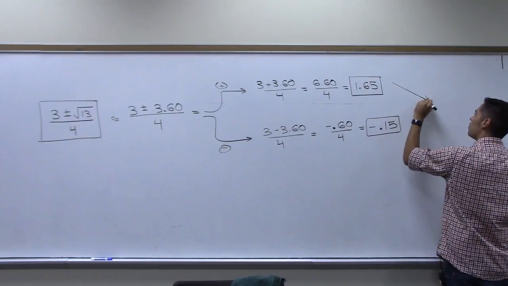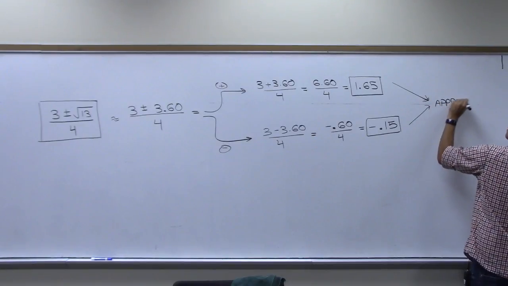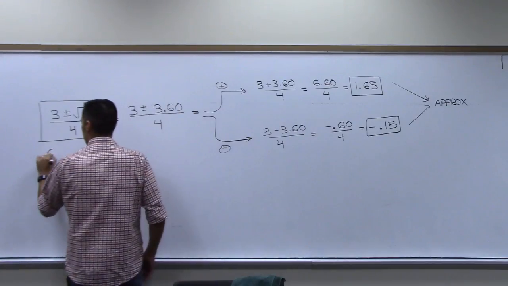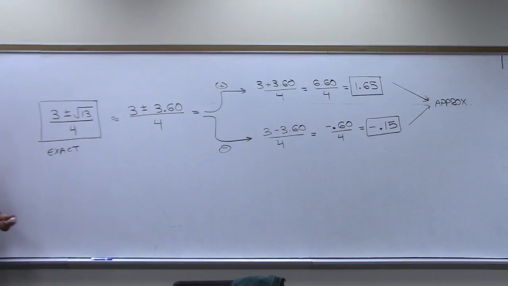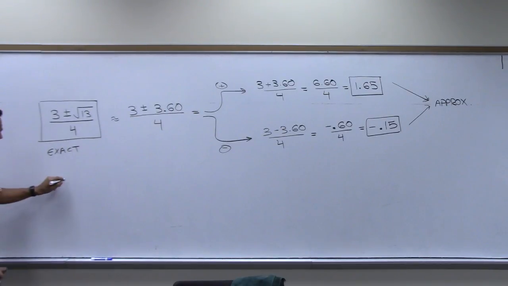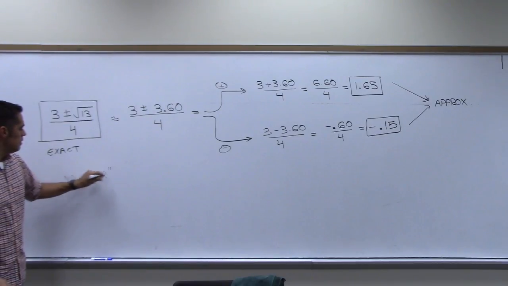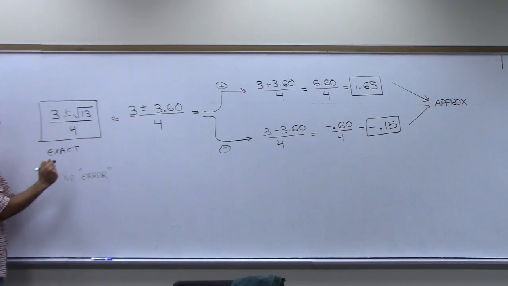These two answers are what we call the approximate answers. Those are our approximate answers. This right here is called the exact answer. And the difference between the two is that when you give someone the exact answer, there's no rounding that ever took place. There's no error, okay? There's no error in this expression. That is the exact value.